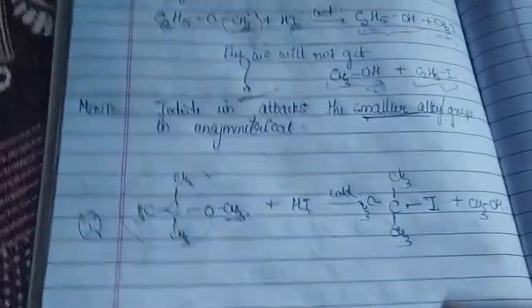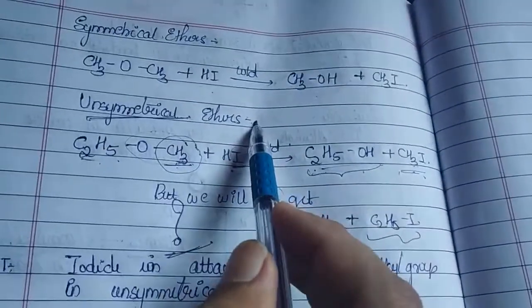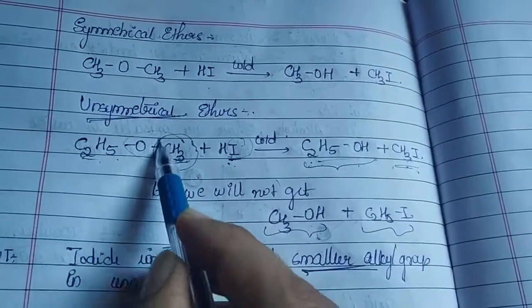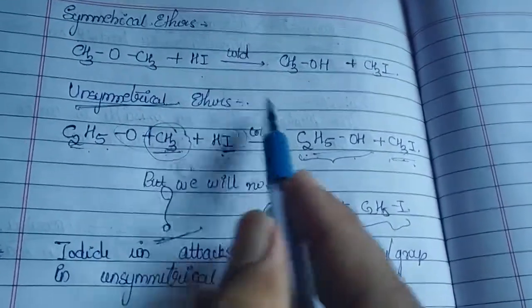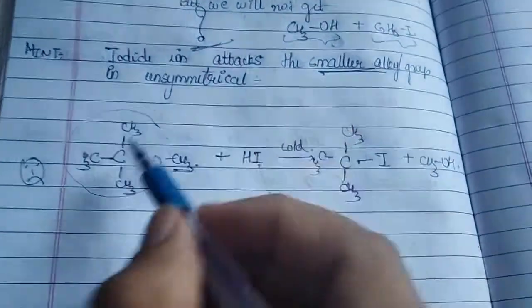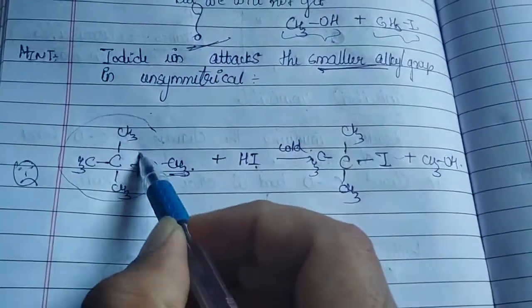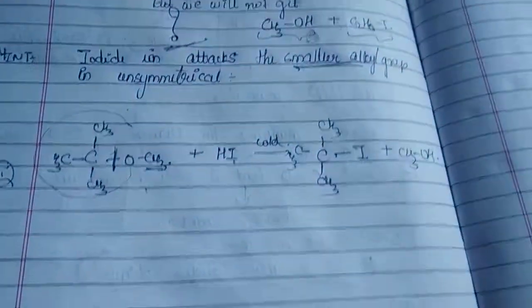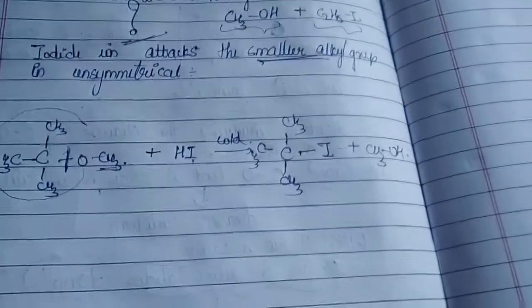When you're talking about unsymmetrical ethers, the bond is broken over here, only then can CH3 plus come out. But when you're talking about tertiary alkyl ethers, the bond is breaking over here. So you're seeing these things. What are the proofs and evidence? How can we remember this?